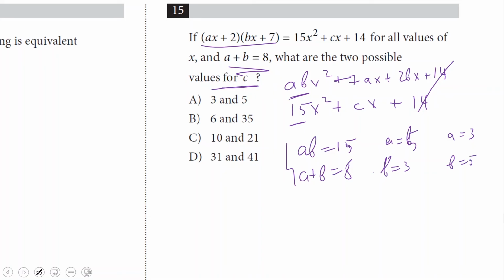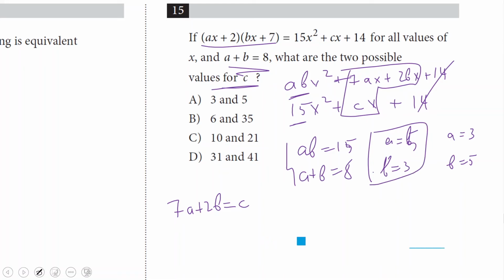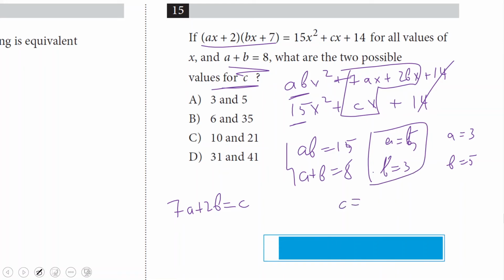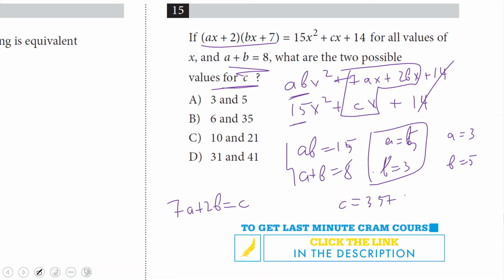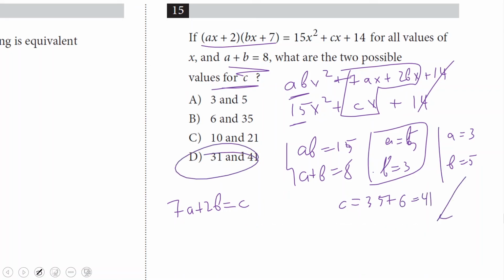All right, so now we need to find c. So we have from here that 7a plus 2b is equal to c. So for that one in particular, we got c equals 7 times 5, 35, plus 2, blah, blah, blah. So that's 41. So chances are it's D. Let me just double check. For that guy right here, that's equal to 7 times 3, so 21 plus 10, that's 31, D.